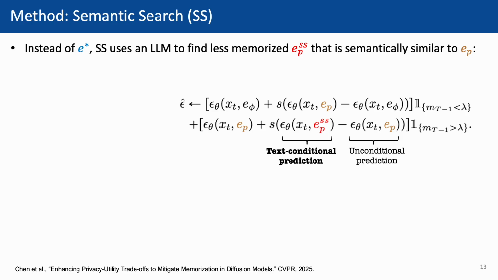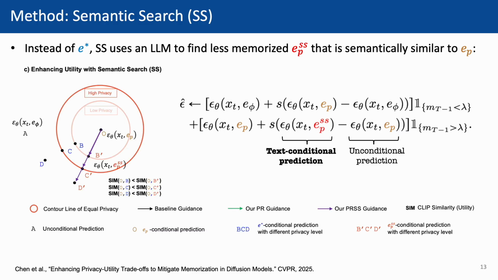Implementation-wise, we use a large language model to find up to 25 semantically similar alternative prompts. The search stops early as soon as one of these prompts results in a magnitude lower than the predefined threshold, lambda. If none of the 25 alternatives fall below lambda, we simply choose the one with the lowest magnitude. In geometric terms, this is like reaching the target privacy contour, points B', C', or D'. Now, even if point B and B' lie on the same privacy level, the utility of B' is typically higher, showing that the semantic search allows us to maintain utility while achieving the same privacy.